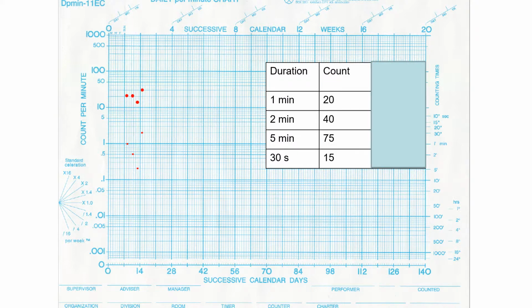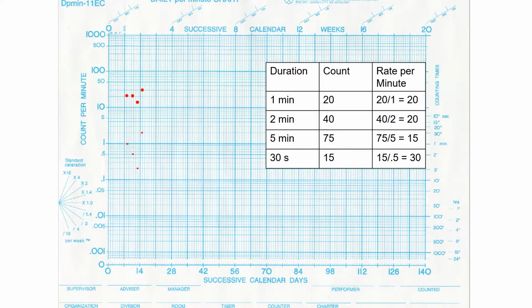The count of behavior on each day was 20, 40, 75, and 15. This converts into rates per minute of 20, 20, 15, and 30, and those are the horizontal lines on which I charted each data point. In the case of the rate per minute of 15, you can see that the data point does not fall on one of the solid blue lines.